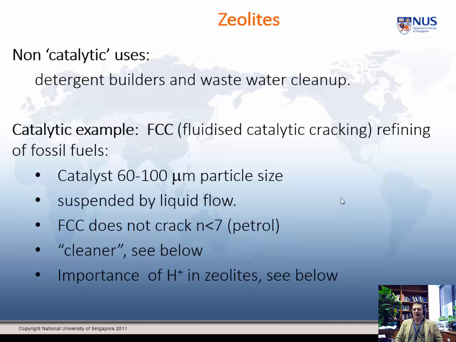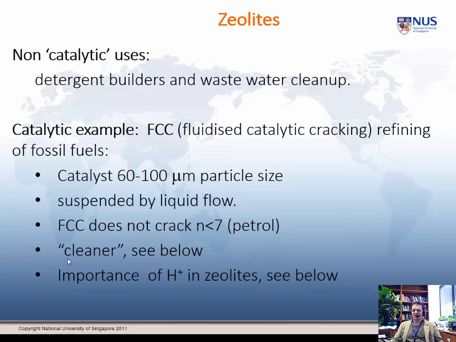So, a good catalytic example for zeolites is fluidized catalytic cracking. It's refining of fossil fuels. Typically, the whole thing is in a fluidized bed, and we talked about fluidized beds in the last lecture. The catalyst is present as 60 to 100 micron particles, and they're suspended by the liquid flow. Remember that FCC doesn't crack N less than 7, so petrol goes straight through.